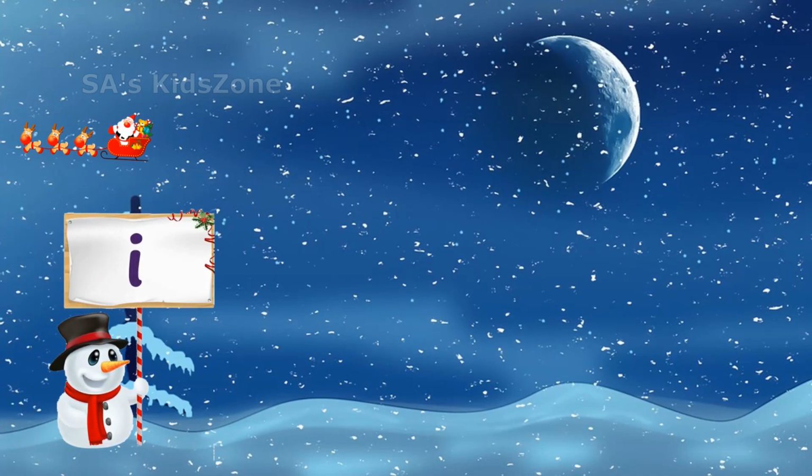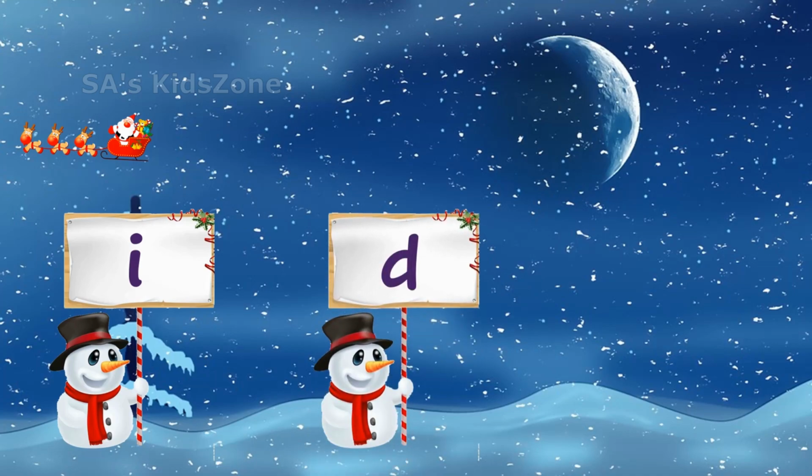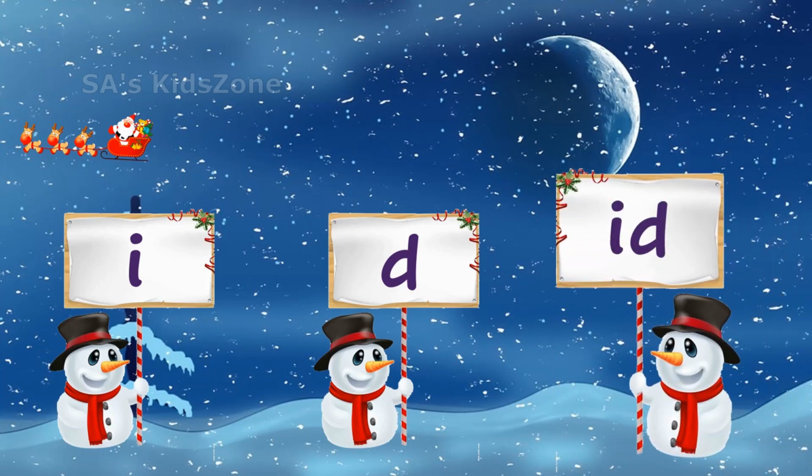Letter I. I makes the sound I. Letter D. D makes the sound D. I and D together makes the sound id. I. D. Id. Now we are going to learn words with id sound.